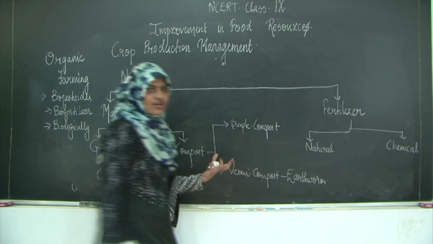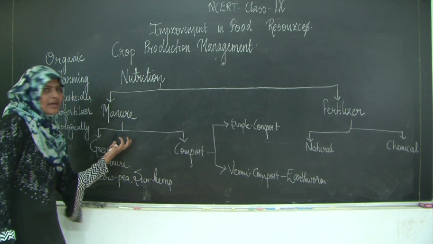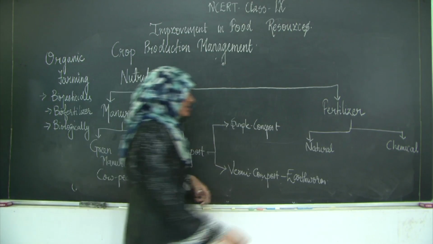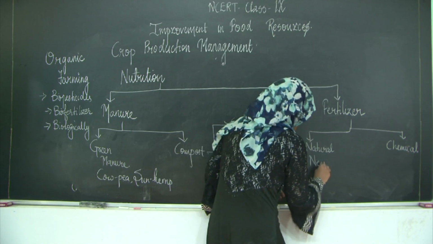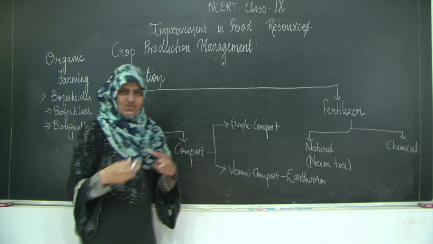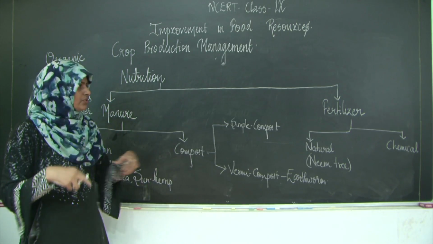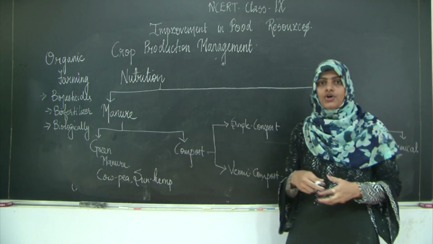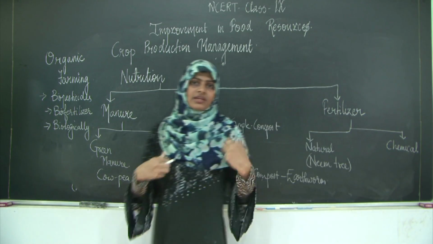Okay, now natural fertilizers will be somewhat the same as manure, or all the waste will fall under natural fertilizer. Even the bark of the neem tree is used as a fertilizer. It kills the pests of the soil and then it provides the nutrients. And chemical fertilizers will surely be made up of chemical things. Okay, so which one is better, natural or chemical?